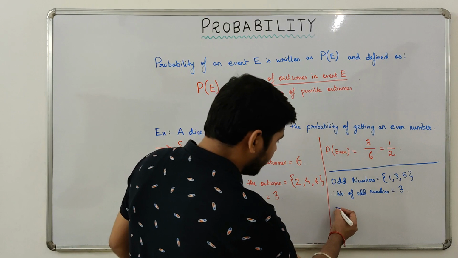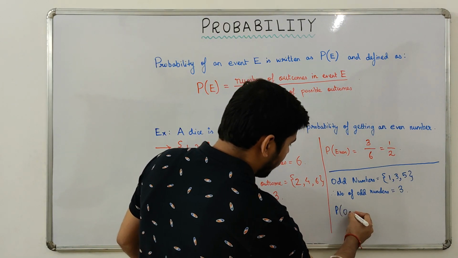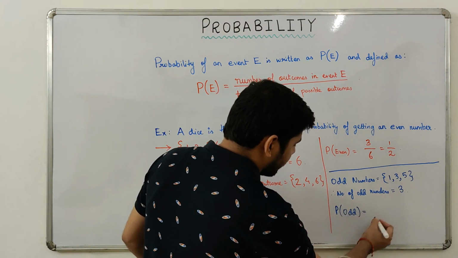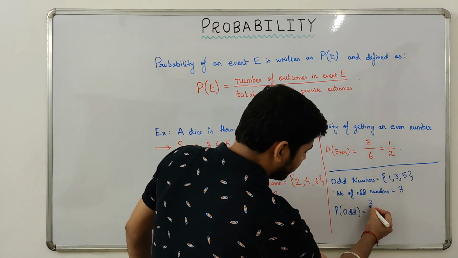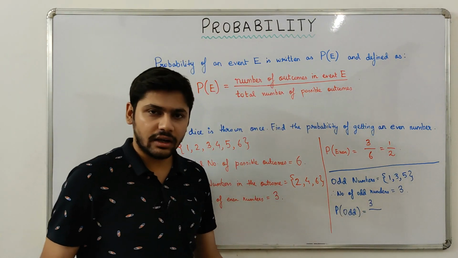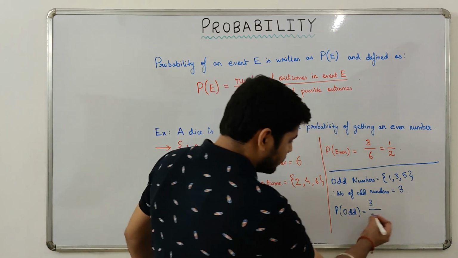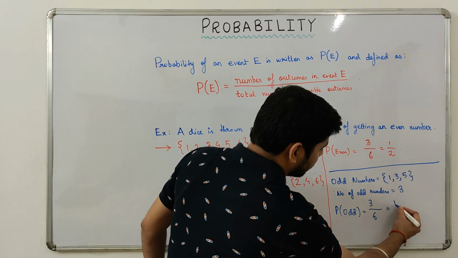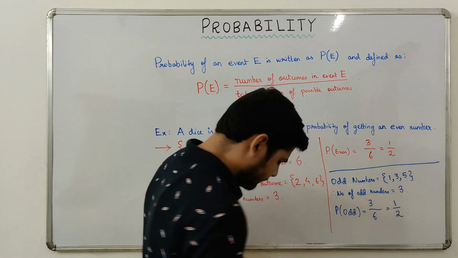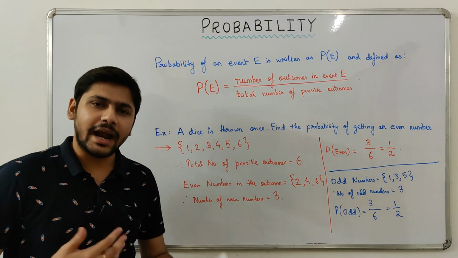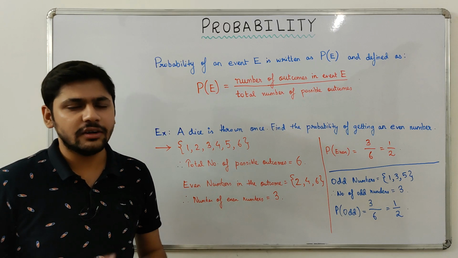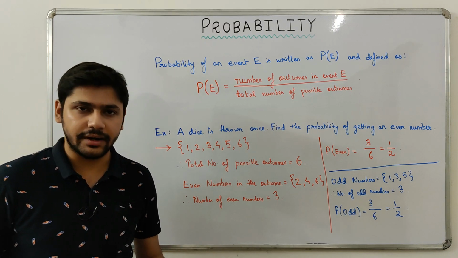Then we calculate the probability of getting an odd number, which is the number of odd numbers present in outcome, that is 3, divided by the total number of outcomes, that is 6. So 3 by 6, which is also half. It is very simple to understand. Once you practice a lot of sums and examples, you won't face any problem in probability.